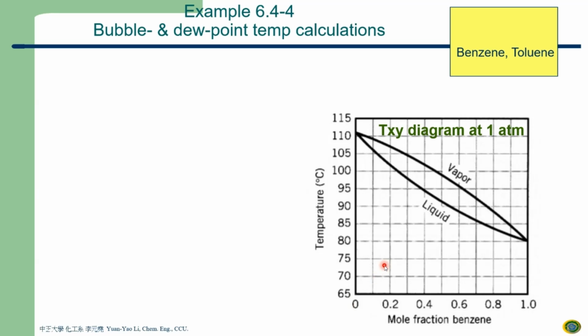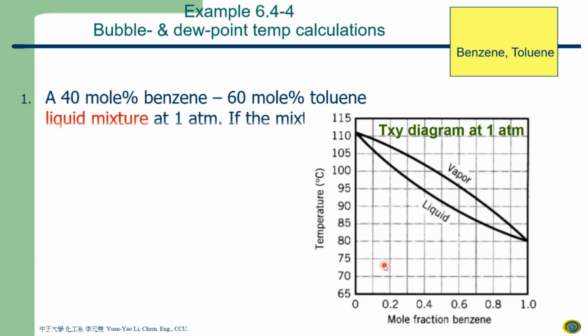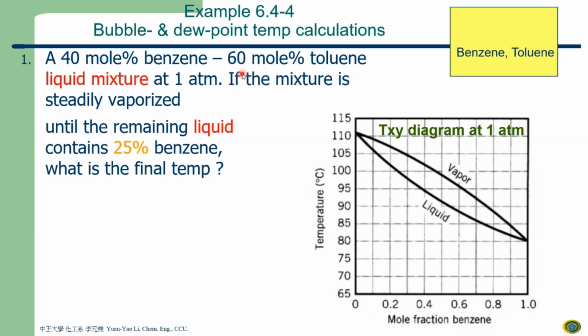Right. And how about the dew point? So again, there are 40, 60, right? The toluene mixture there, at 1 atm. If the mixture is steadily vaporized until the remaining liquid contains 25% benzene, what's the final temperature? So first of all, we need to know the bubble point first. So again, the 40% benzene is here, right? So where you need to look is here, because this is the bubble point. So you need to know that 0.4, 0.6, and then you increase the temperature.